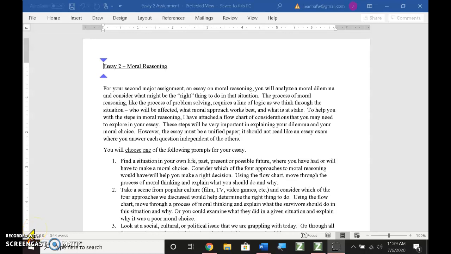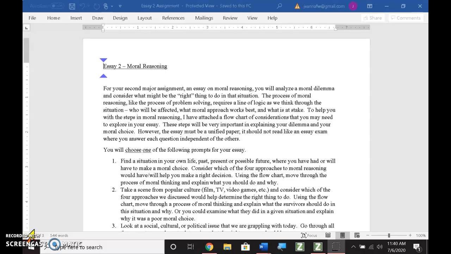Essay 2, we're going to do an essay that discusses moral reasoning, or uses moral reasoning to help us think about a moral dilemma. We've been talking about moral dilemmas, and so now it's time to take what we've been thinking about and talking about and apply it in an essay form.